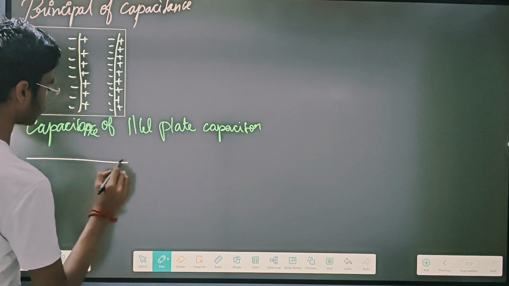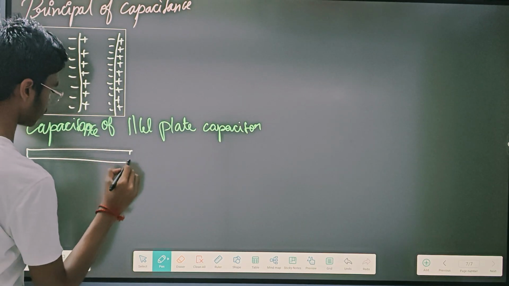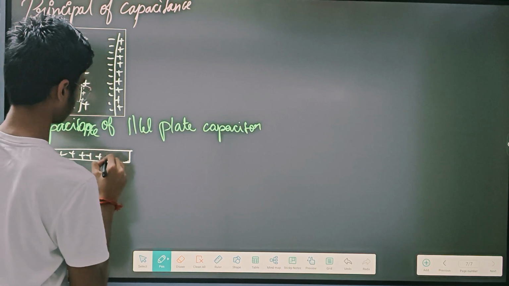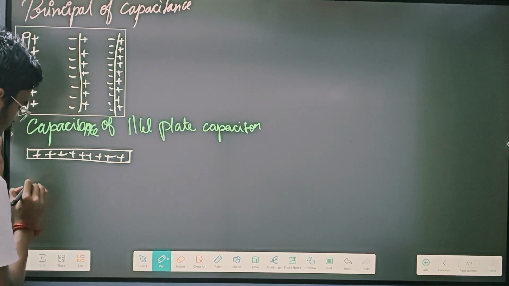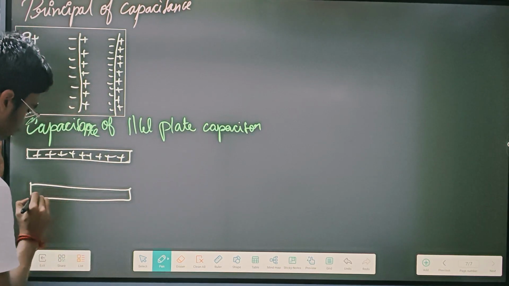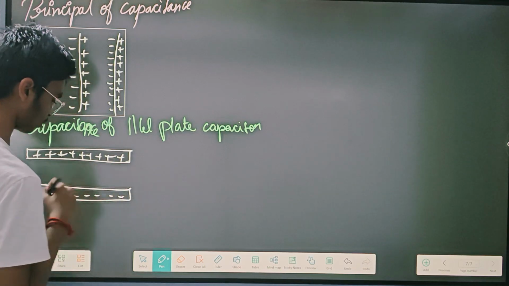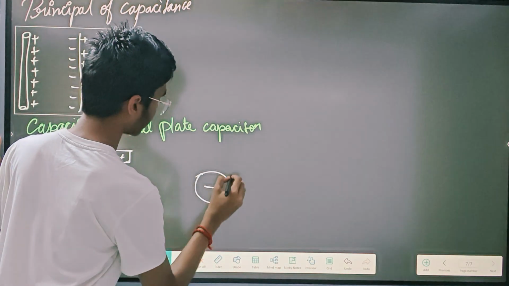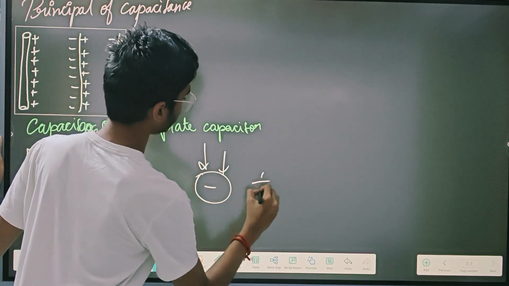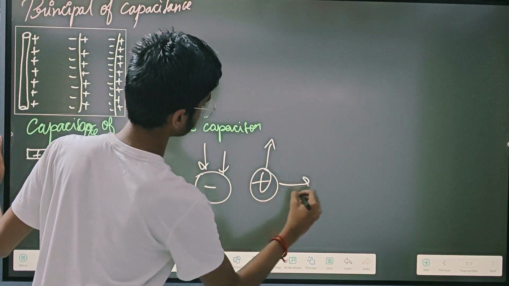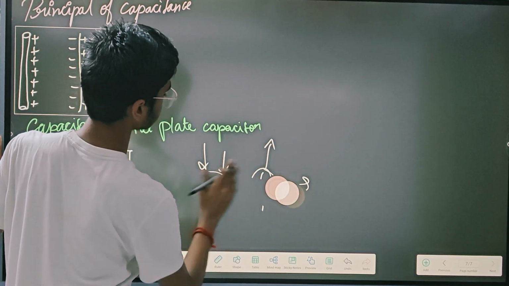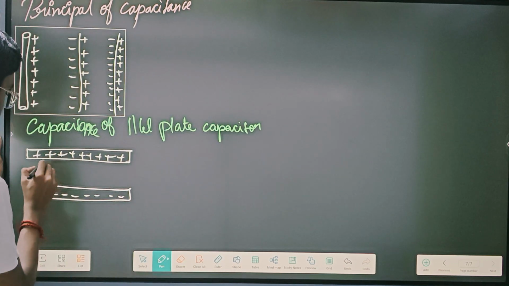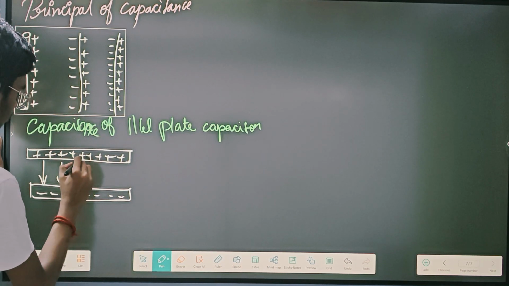So here is a plate, which has positive charge, and here is one with negative charge. So we know that the field lines of negative charge will be inwards and field lines of positive charge will be outwards. This is a concept that we know, right? So how will the charge be here? It will be like this.